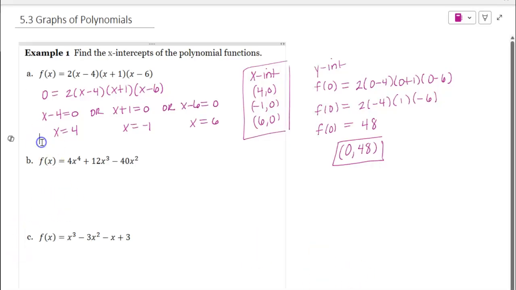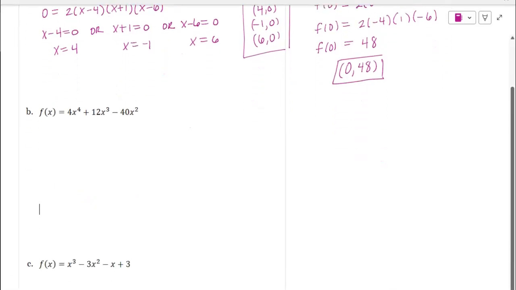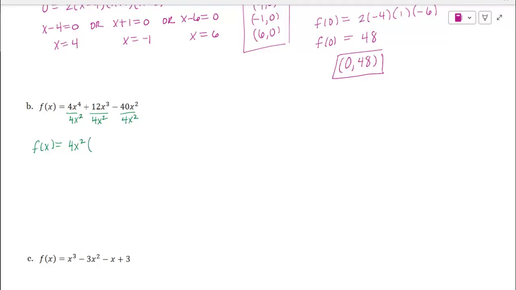Let's look at another example. For example B, we have something raised to the 4th power. So we're expecting to get possibly 4 x-intercepts. It could be less than that, but at most 4. I can see that each of the terms is divisible by 4 and x squared. So I'm going to factor a 4x squared out to the front. So I'll have 4x squared on the front, and then we'll be left with an x squared plus 3x minus 10.